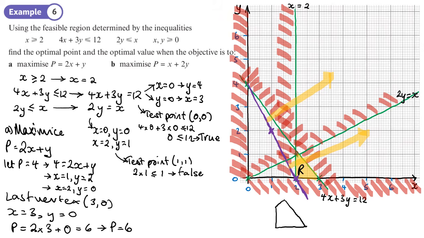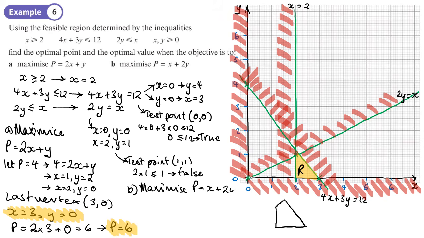Okay, so that's for the first one, part A. So now we'll move on to part B. In part B, we have a different line. So we'll get rid of this one and these arrows here, and we'll look at plotting this objective line here. So this one is to maximize P equals x plus 2y. So we'll choose a value for P. We'll do what we did before. We'll say let P equal 4. So if P equals 4, we'll have 4 equals x plus 2y.